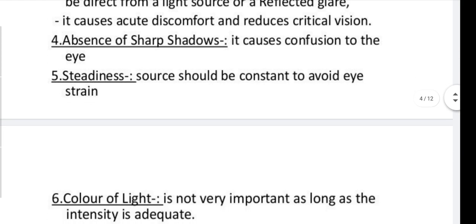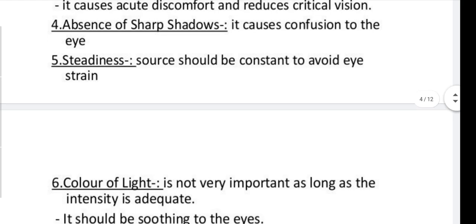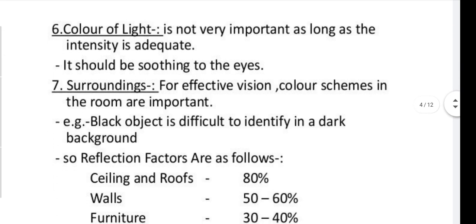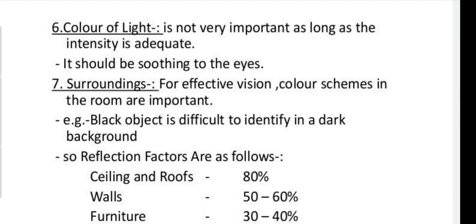Fourth one, absence of sharp shadows. If you are focusing on an object, the direct shadow falls on the floor. That is called a strong shadow. There should not be any sharp shadows. Fifth one is steadiness. The source should be constant to avoid eye strain. The color of light is not very important as long as the intensity is adequate. It should be soothing to the eyes. The smooth light should be present.